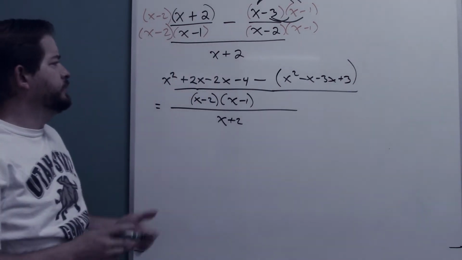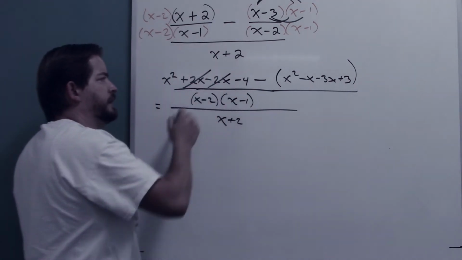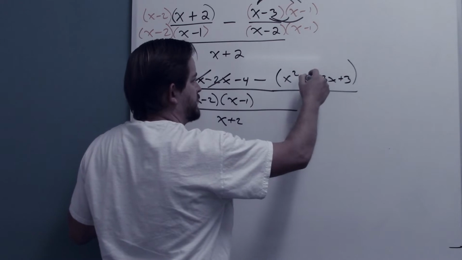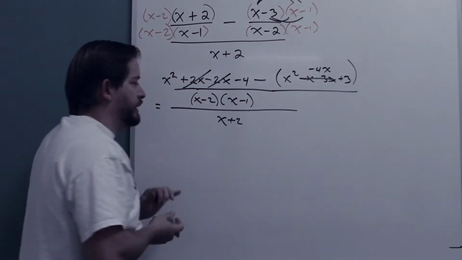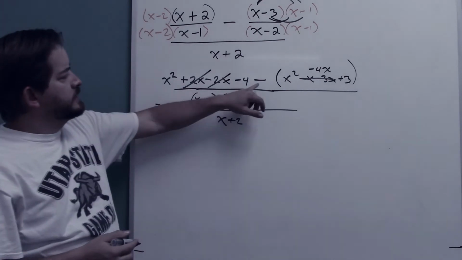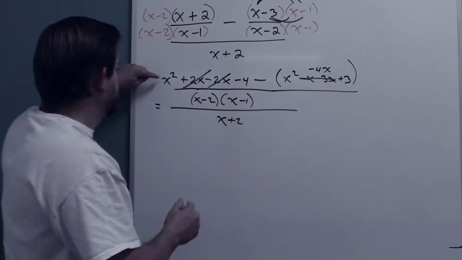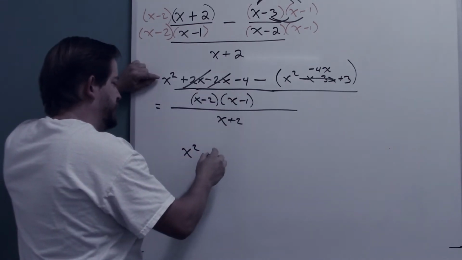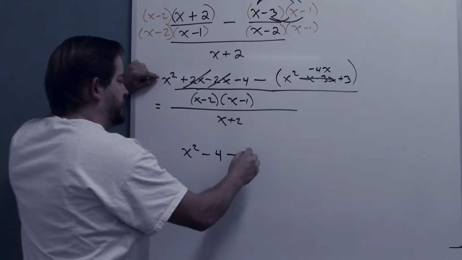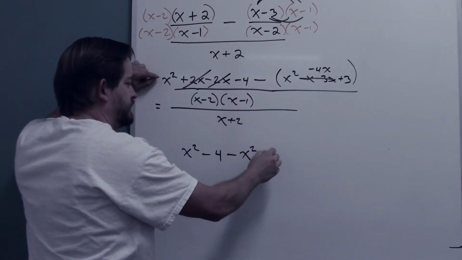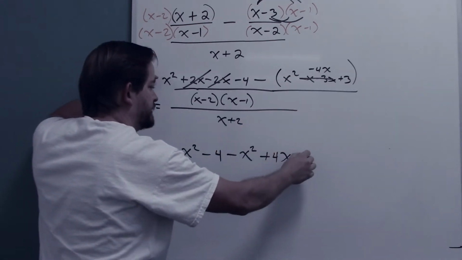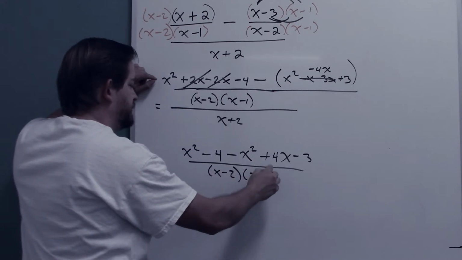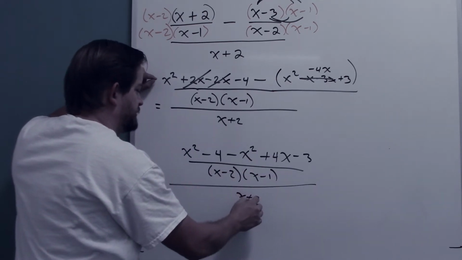So there's some simplification I can do right off the bat. Plus 2x minus 2x can disappear. This minus 3x and minus x I can write as minus 4x if I wanted to just combine that real quick. So I'm going to take this negative and distribute it through here. So everything else here, I've got this x squared, the 2x minus 2x disappeared on me, so minus 4 minus x squared plus 4x, and then minus 3. That is over this x minus 2 times x minus 1, and that is all over x plus 2.